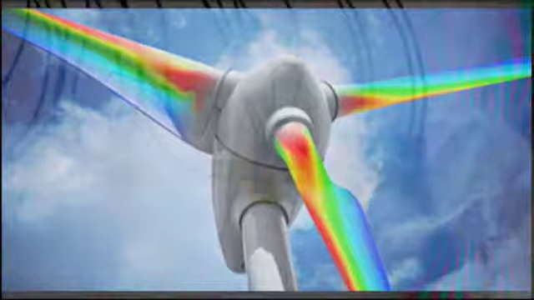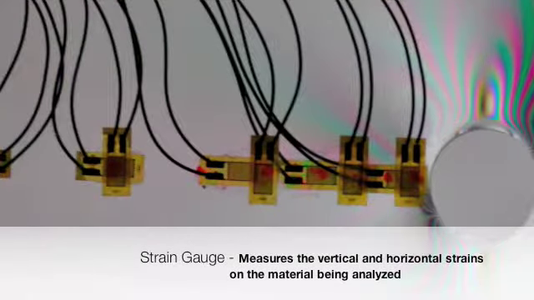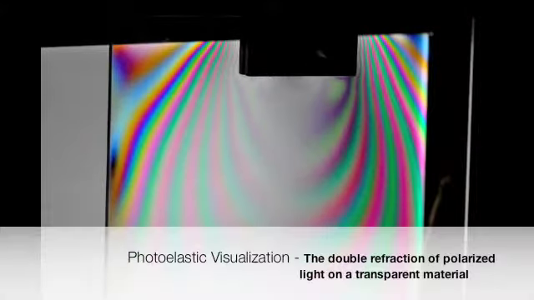various forms of loading. In our experiment, we'll be using strain gauges which will measure the vertical and horizontal strains on a material that we're analyzing. We will be using the data from these strain gauges in conjunction with photoelastic visualization to determine the stresses and strains which are present.